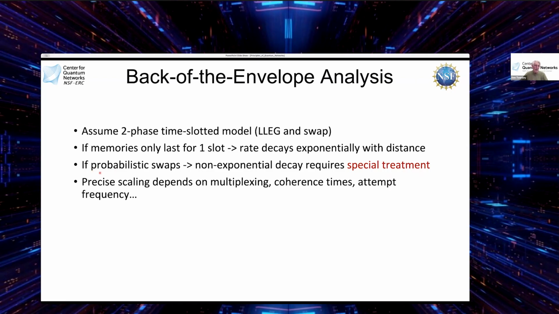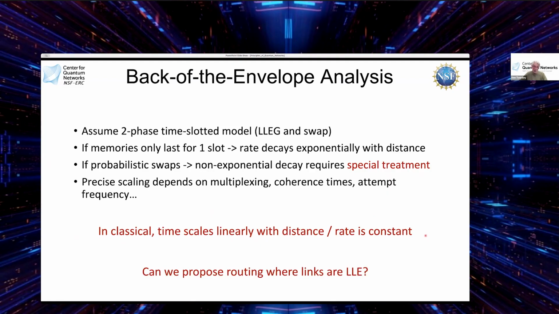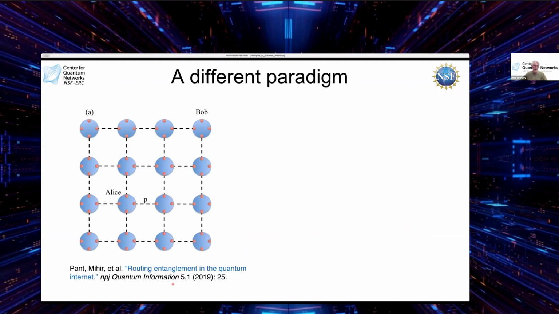And exactly the kind of performance you're going to get will depend on whether you're doing multiplexing, how much multiplexing, what the coherence times are, and the attempt frequency. It's important to note that in the classical case, time scales linearly with distance, and the rate is constant. But it's not clear that we can do that in the quantum world. And so let's take a look at that.